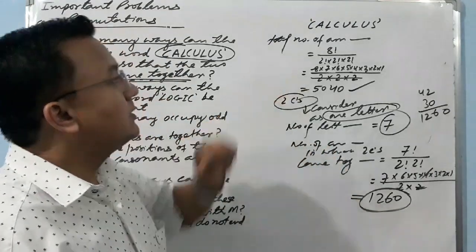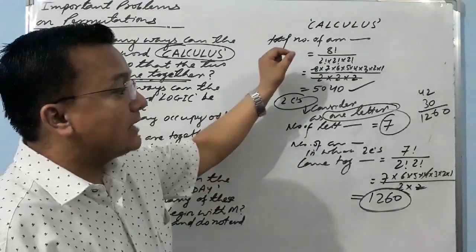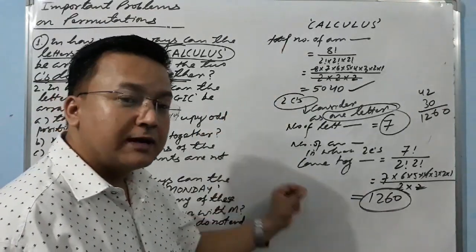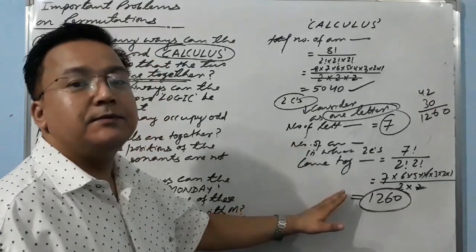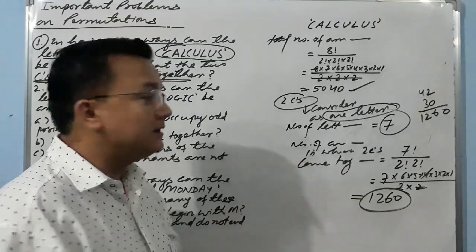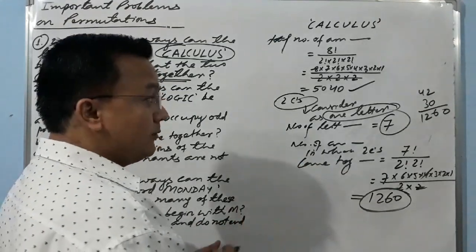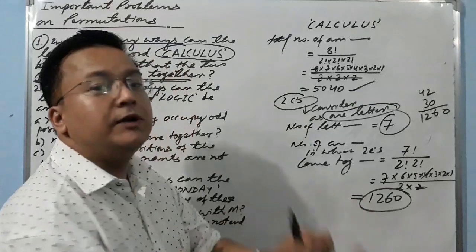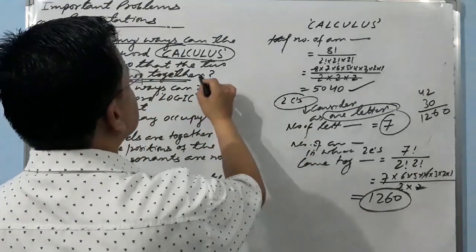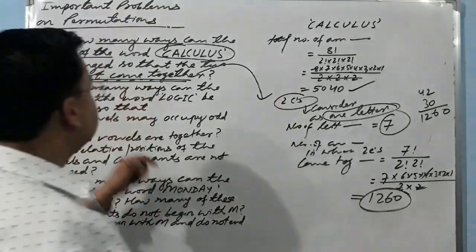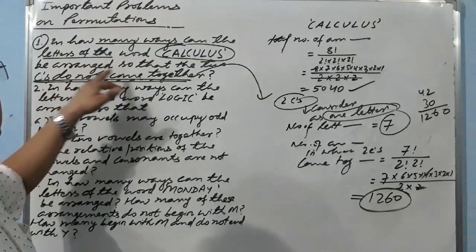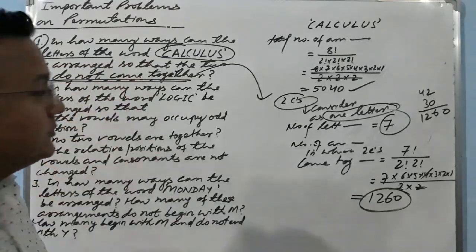And this is the total number of arrangements of the letters of the word calculus. This is the number of arrangements of the letters of the word calculus in which two C's come together, because in this case we have supposed two C's as a single letter, and wherever they go, they will go together. And 1260. Now we can get the answer to this statement: the arrangements of calculus so that the two C's do not come together.